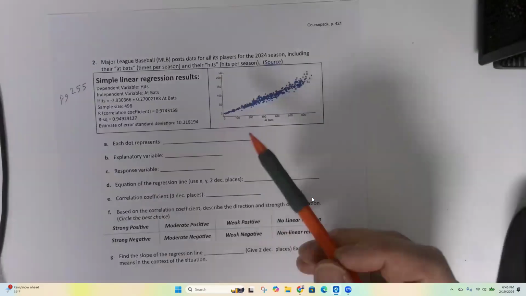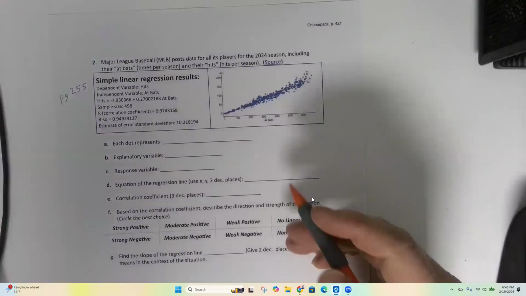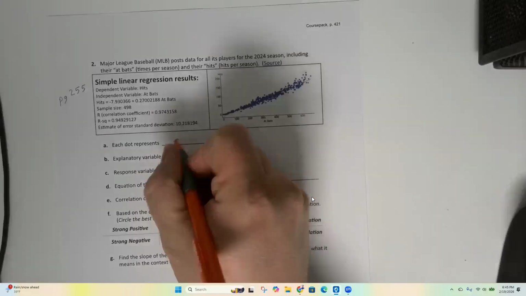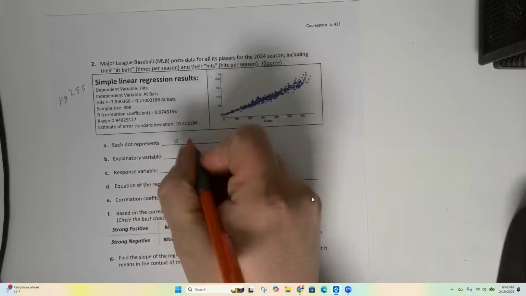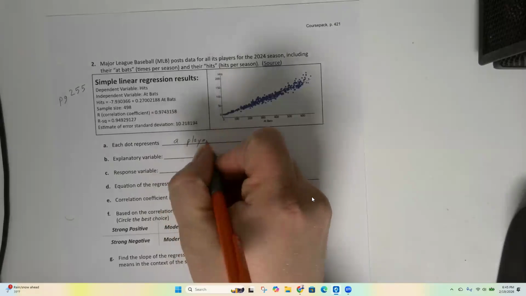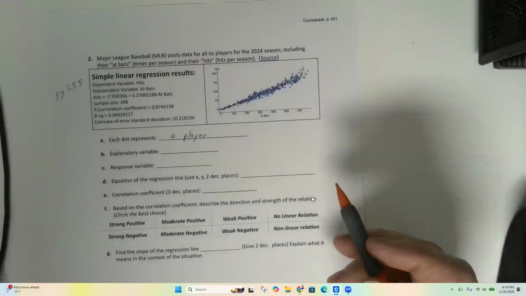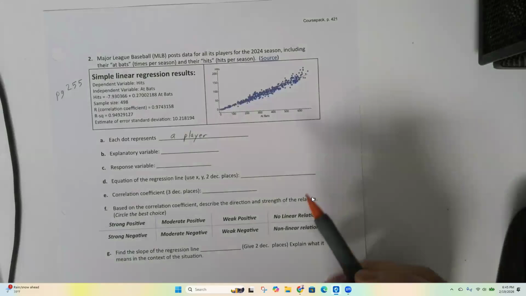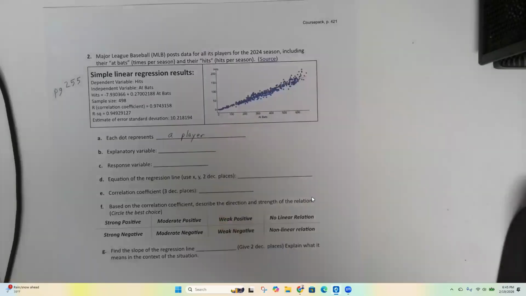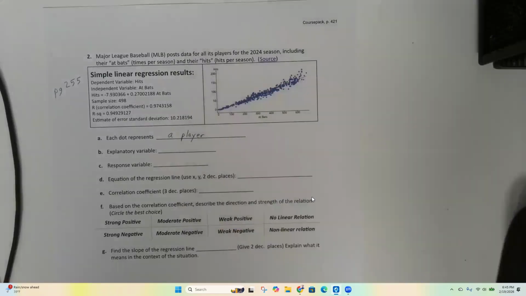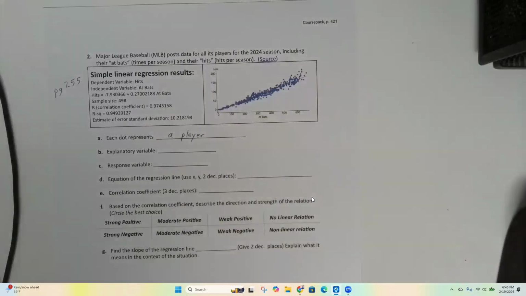Gary says hits, Mike says players. Yeah, each dot here represents a player. Okay. So if we had the data listed out, you would have two columns of data. You'd have a column of hits and a column of at-bats, and each row there would represent a player. So each player has a number, how many times they went up to bat and how many hits they got.